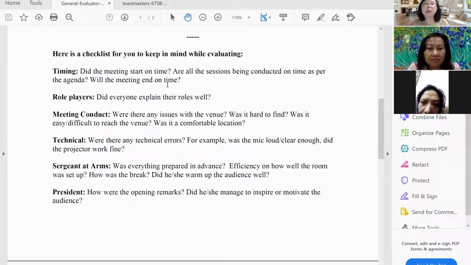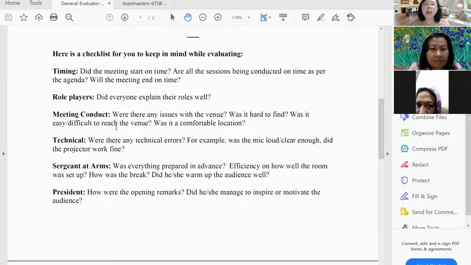Did everyone explain their roles well? Because if you remember, after the Toastmaster of the day introduced the general evaluator, the general evaluator introduced the timer, the counter, the grammarian, and the ballot counter. And in many cases, we ask them to introduce themselves. So we introduce the timer, and then the timer has to explain what the role of a timer is, what the role of the counter is, what the role of a grammarian is, and what the role of the ballot counter is. Meeting conduct.